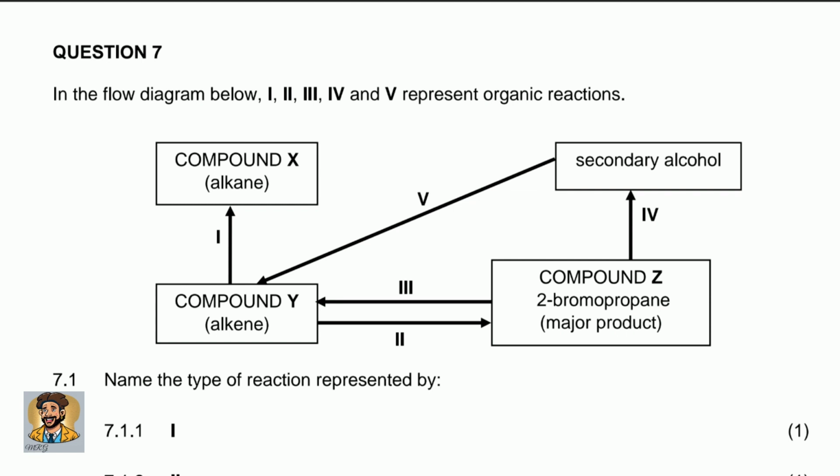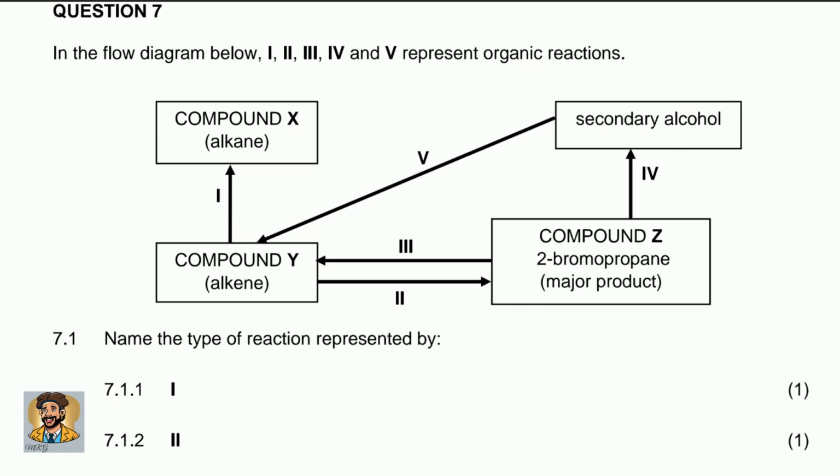Now, this question says: in the flow diagram below, 1, 2, 3, 4, and 5 represent organic reactions. Before we move on, let's have a quick understanding here. Reaction 1 is going from an alkene to an alkane. Since the moment you start with an alkene, it means the reaction is going to be addition. So reaction 1 is addition. For sure, because you're starting with an alkene.